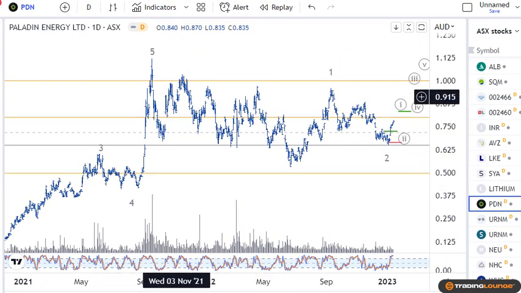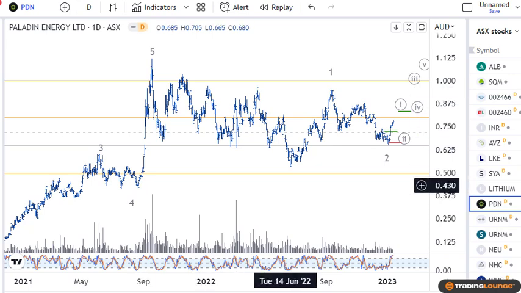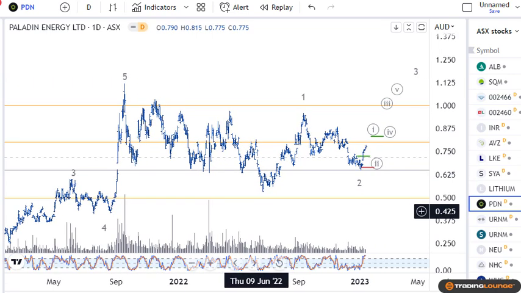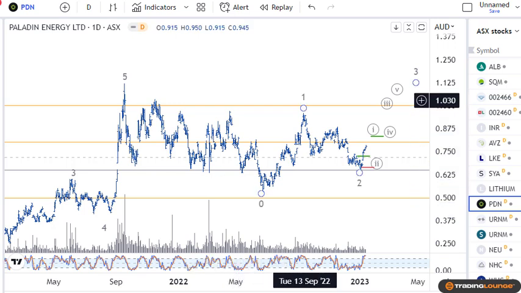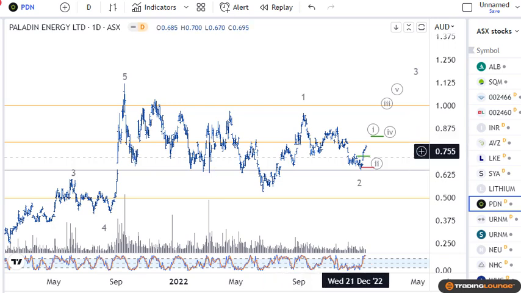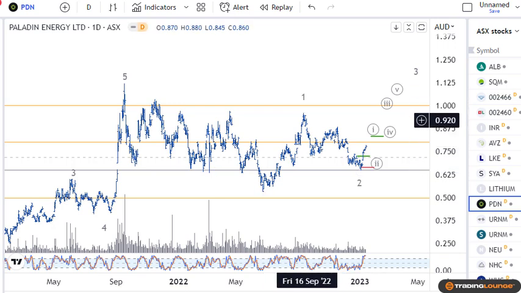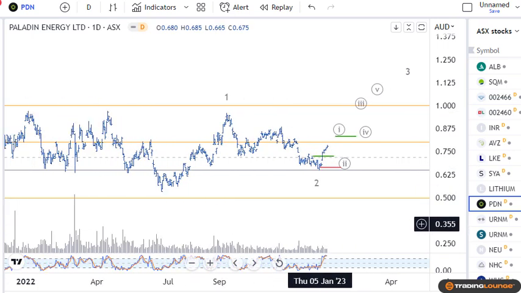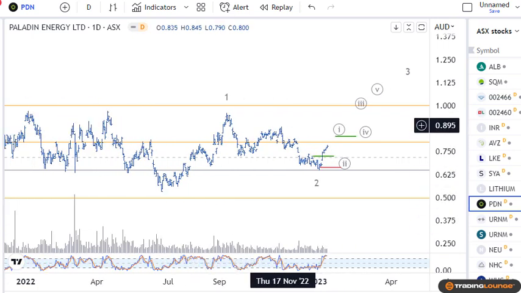This pullback here, to me, it's corrective. This is a good chance that this is an impulse wave here. This was looking like a corrective pattern here, so we're looking for the A wave, the B wave, and the C wave down here. It would be validated as a corrective pattern if this B wave top got taken out here, as the A, the B, and the C.